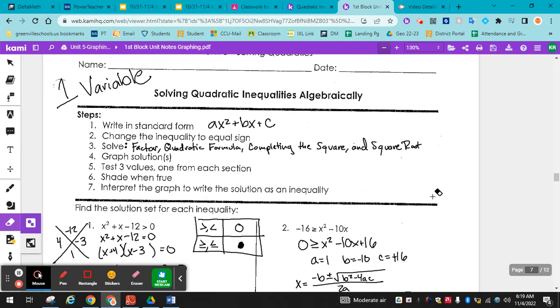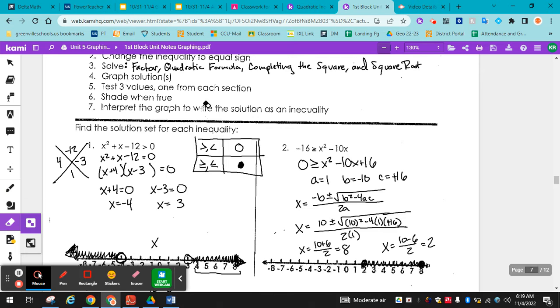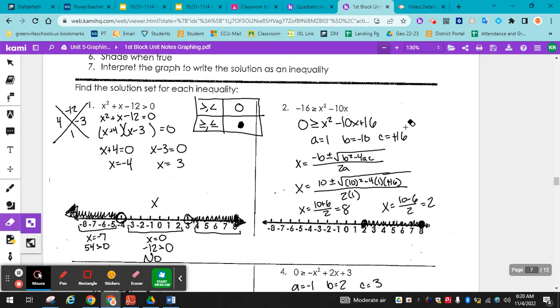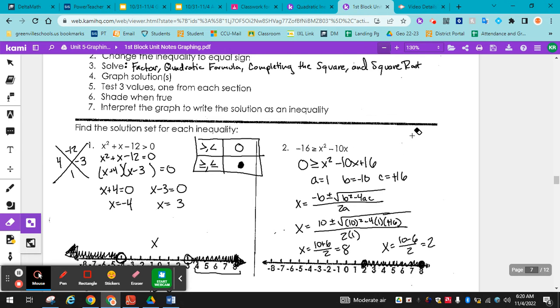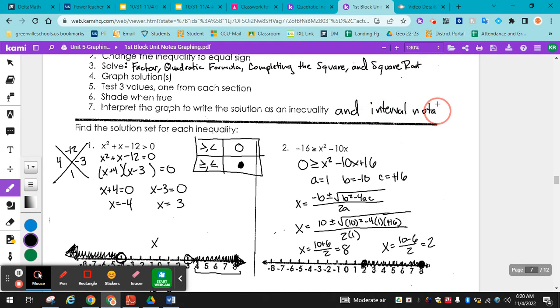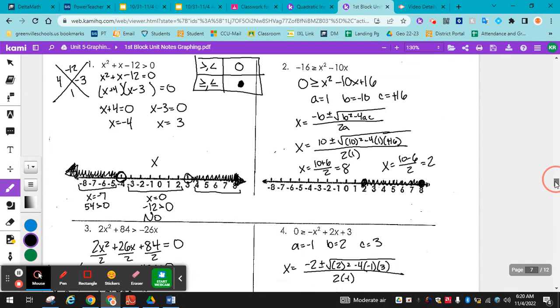Okay, obviously my computer died last video, so I just want to finish up writing your solutions. So we've shaded, we've graphed, we've done all of that. Now we need to interpret the graph to write the solution as an inequality, and I'm going to go as far as interval notation, because that's what we also need to know how to do. Anytime you're writing inequality or interval notation on these, graph it first. It makes it so much easier.